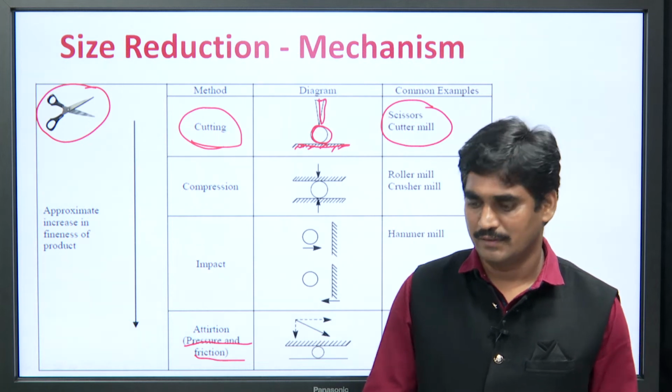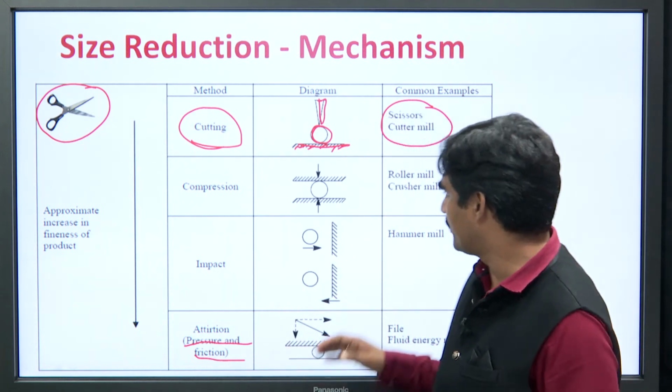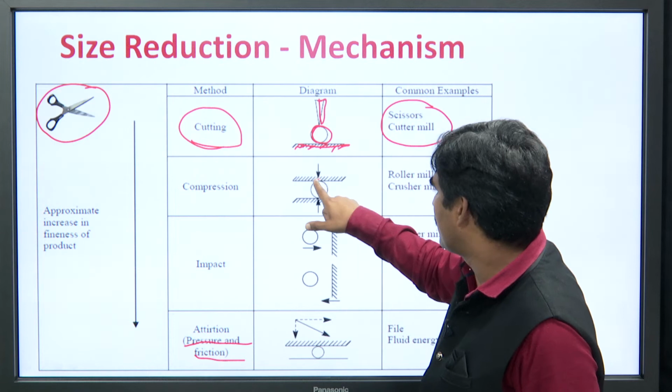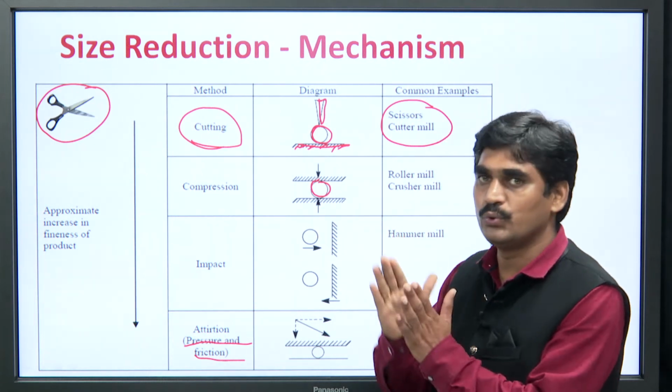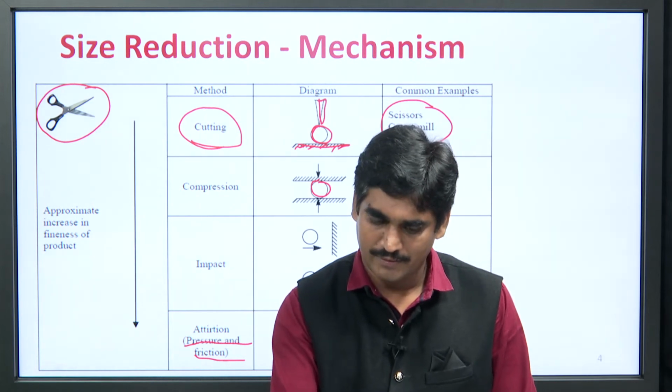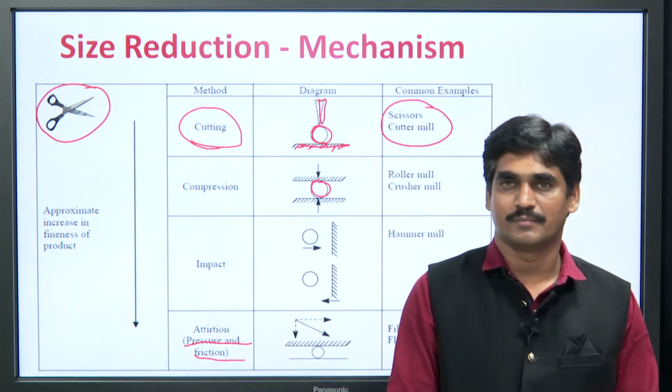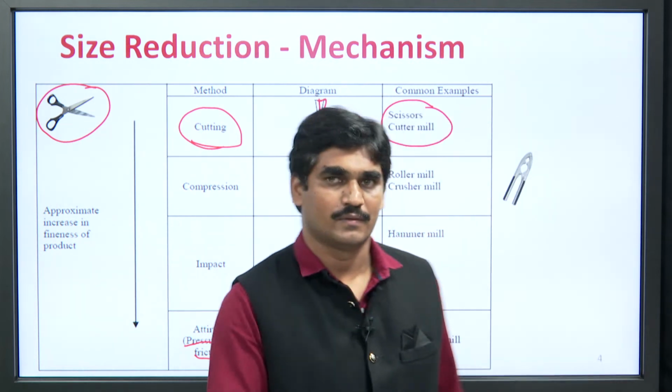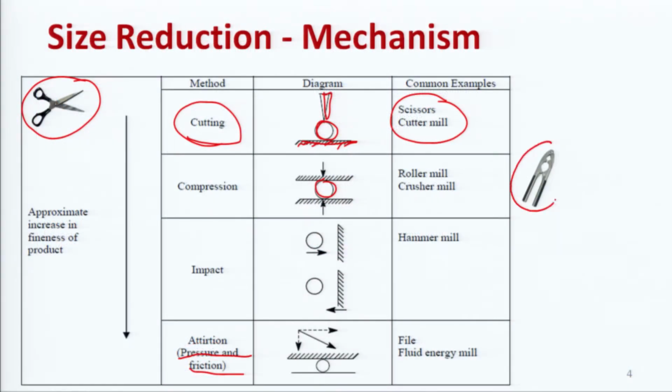Second mechanism is compression. Compression means the particle is compressed between 2 surfaces. Example of compression is roller mill or crusher mill. One more appropriate example is this. What is this? This is a nut cracker, or we can call it sarauta.